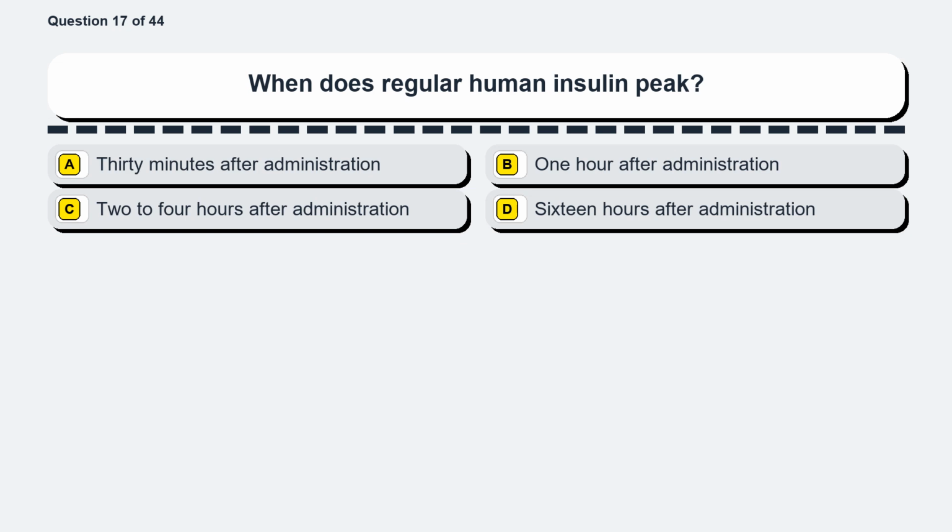Question 17. When does regular human insulin peak? Option A. 30 minutes after administration. Option B. 1 hour after administration. Option C. 2 to 4 hours after administration. Option D. 16 hours after administration.